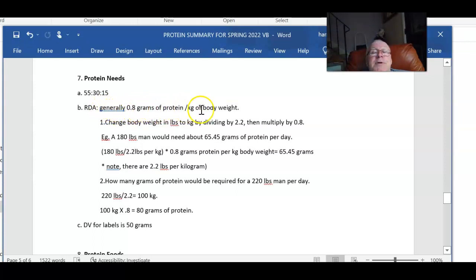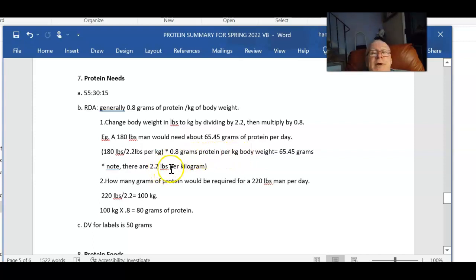Sorry if I confused you, but follow what I'm saying now, and I'll do one of these problems on the board in class. So, change your body weight in pounds to kilograms by dividing by 2.2. That's the factor. Then multiply by 0.8. For example, a 180-pound man would need about 65 grams of protein per day. Where do you get that? 180 pounds divided by 2.2 converts the pounds into kilograms, times 0.8, and you come up with 65.45.